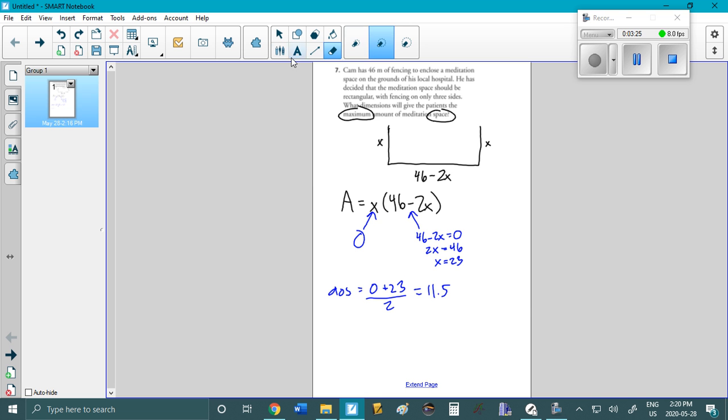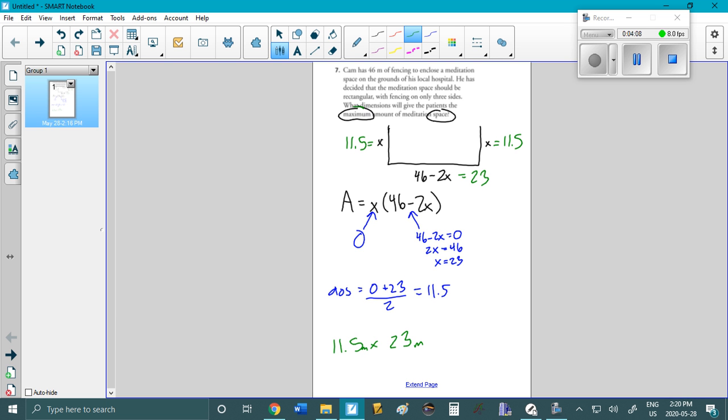So what we've done here by finding the x value of the vertex is we found the x value that will maximize this. So that means that this is 11.5. This is 11.5. And then to find the length, or the longer side here, you would do 46 minus 2 times 11.5, which I believe is going to be 23. Or you could take 46, subtract 11.5, subtract the other 11.5, and you're going to get 23. So it would be 11.5 by 23 meters. And that's it.